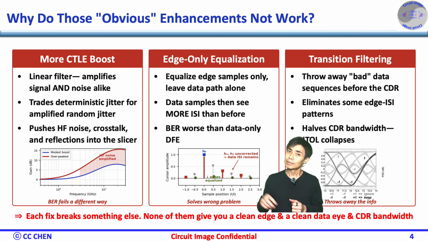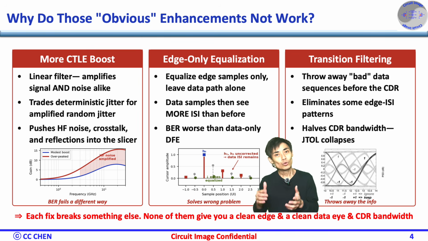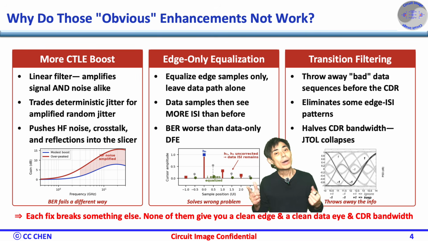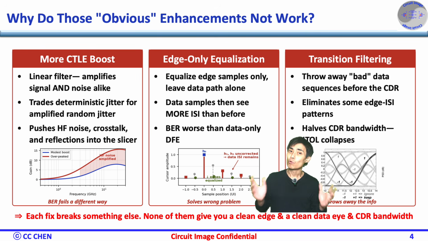The second idea is edge-only equalization. This means we clean only the edge samples, but if we ignore the data path, the data sample can see more ISI, so the CDR may look cleaner, but the data bit error rate can become worse.